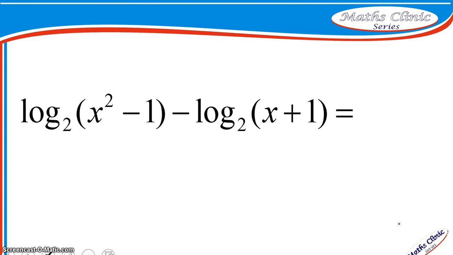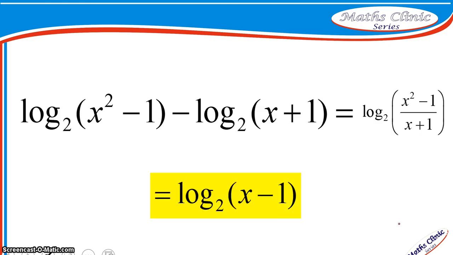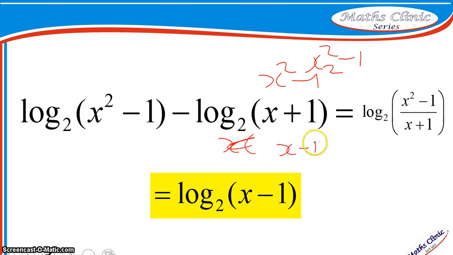So if I have log base 2 of x squared minus 1 minus log base 2 of that, I can easily write it as log base 2 of x squared minus 1 divided by that. And I can simplify that to get log base 2 of x minus 1, because x squared minus 1 can be written as a difference of 2 squares, which of course can be written as x minus 1 times x plus 1.